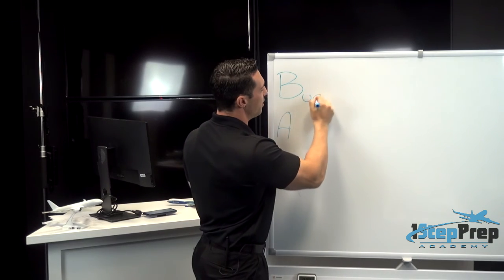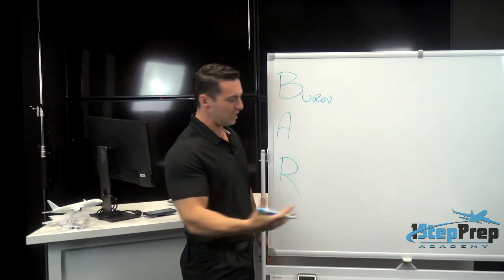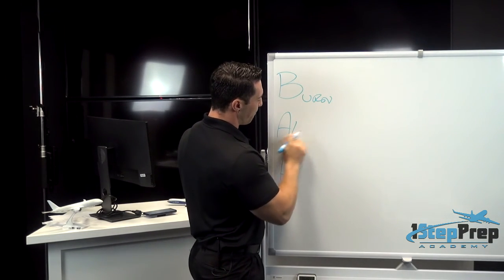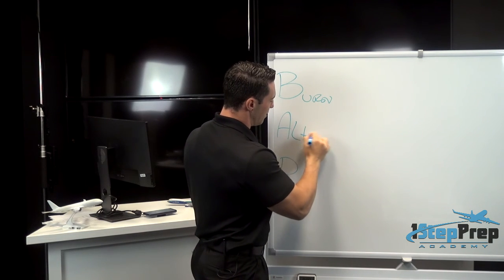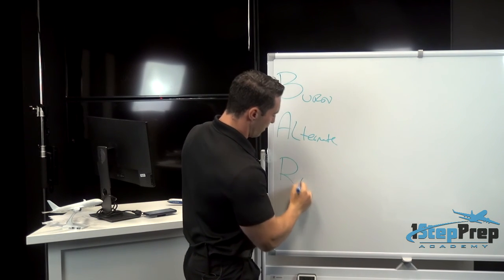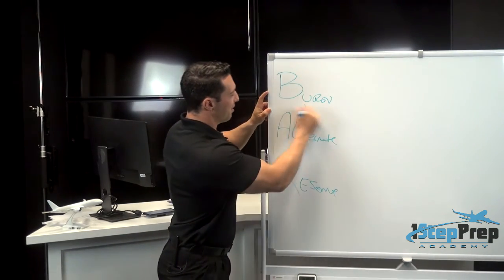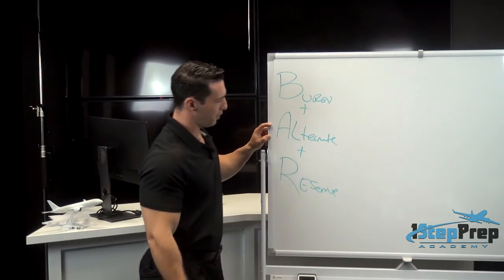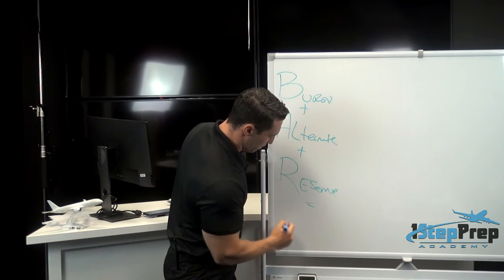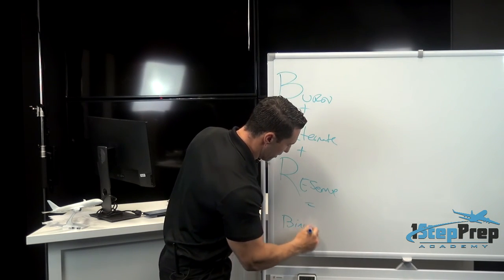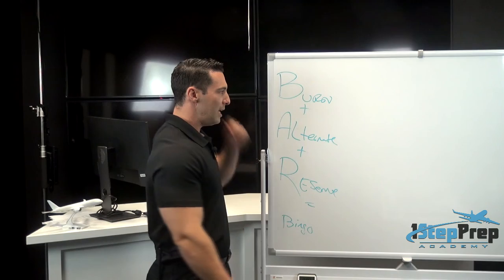B is for the burn. We'll talk about what that means in detail, as we will all these. A is the alternate, and R is your reserve. Okay, burn plus alternate plus reserve equals bingo fuel. All right, burn plus alternate plus reserve equals your bingo fuel.